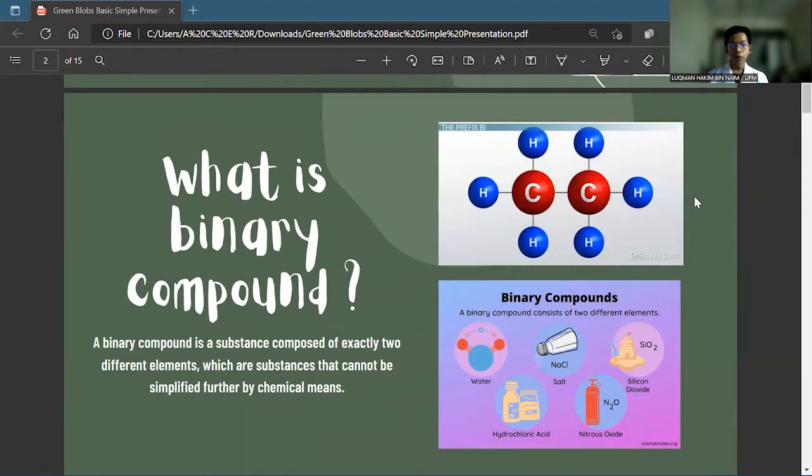Okay, for the first one, what is a binary compound? A binary compound is a substance composed of exactly two different elements, which are substances that cannot be simplified further by chemical means.